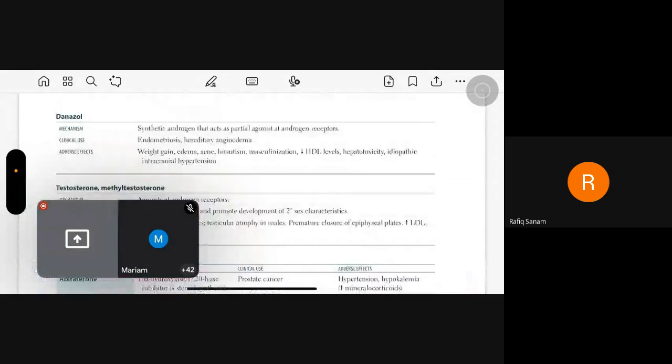Danazol. Okay. So now danazol is a SARM. So we have studied about SERM. SERM was a selective estrogen receptor modulator, right? It acted as a selective agonist at some points. What is a SARM? SARM is a selective androgen receptor modulator. It is a synthetic androgen that acts as a partial agonist at the androgen receptors. So it will act as a partial agonist at the testosterone receptors.